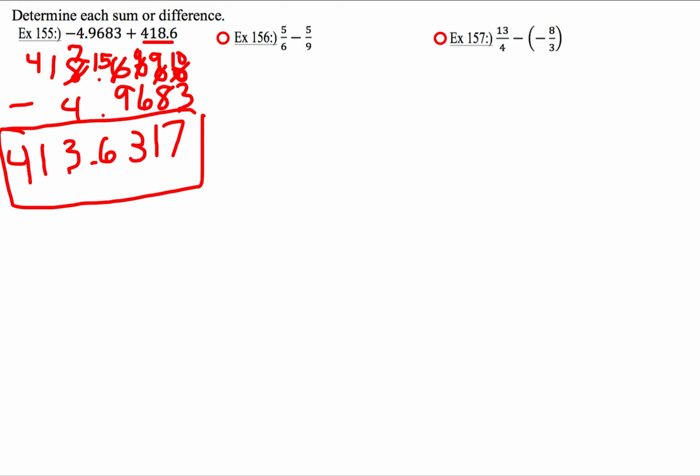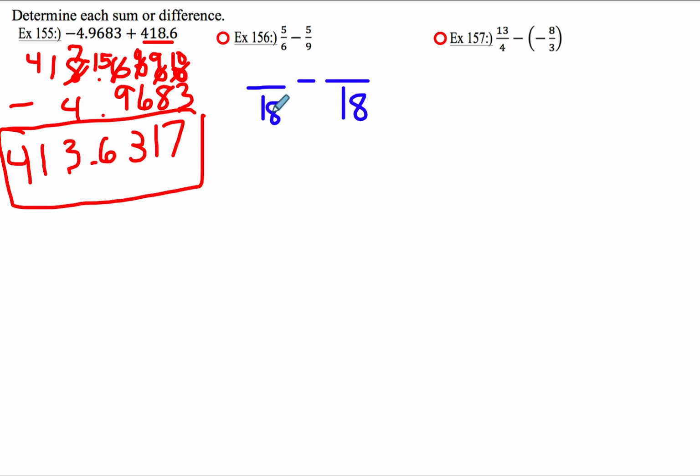Okay, now we're going to go back and do the examples from the notes that we did the addition problems yesterday. So starting on example 156, 5/6 minus 5/9. For this we're going to need a common denominator. 6 and 9 both go into 18. So let's use 18 as our common denominator. We do need to get a common denominator first so that we can tell which one's bigger.